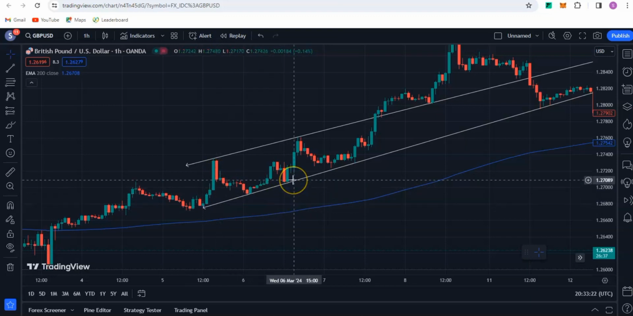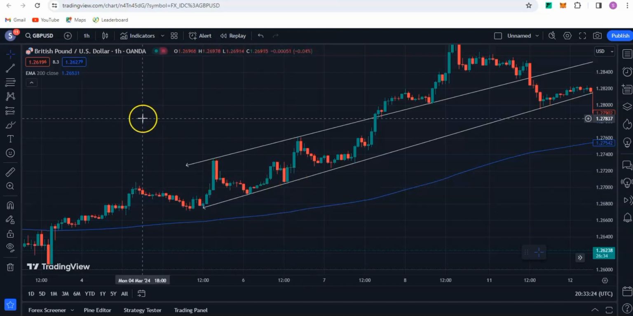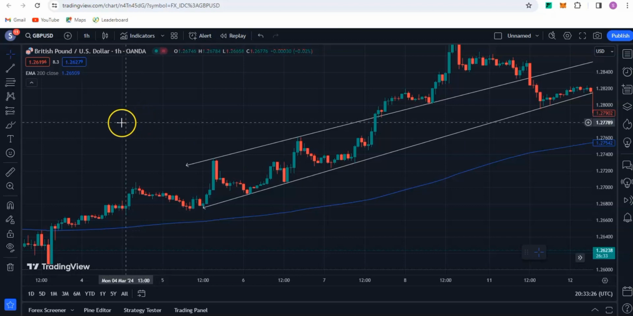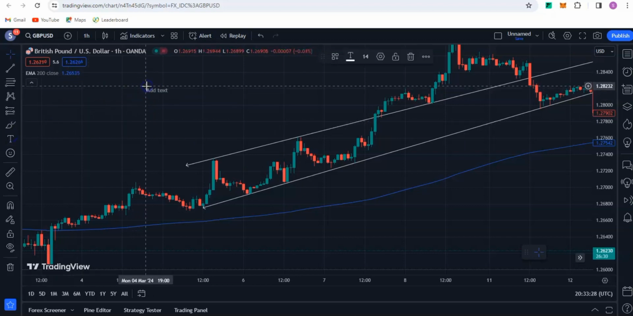Now there is one thing we call trend line break and trend line bounce. If I should discuss this now, it's going to be another topic on its own.